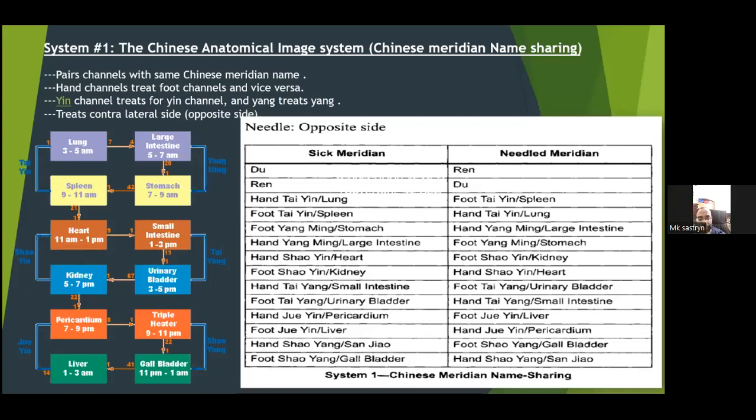Clear? Am I clear? Yes, sir. Any doubt? No. Excuse me, sir. Is there any particular point to be used? Tender points. Okay. Thank you, sir. Tender point means ashi point. If you press, there is a pain. Go with the channel, press, and see if there is a pain. Okay, sir. Thank you. Next slide.